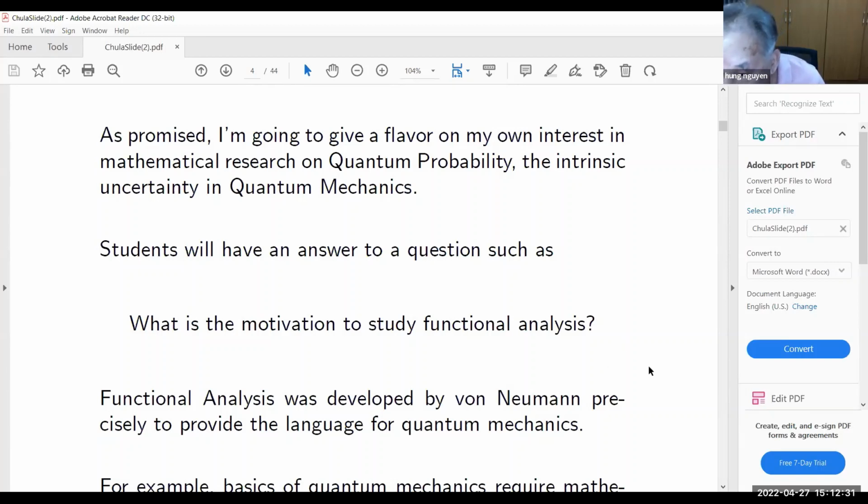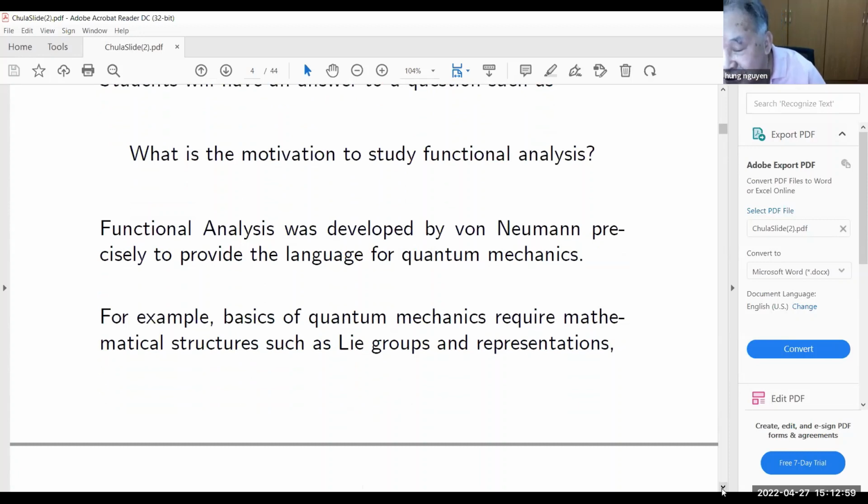No, everything in mathematics comes from physics. We do that for physics, for our iPhone, for our GPS. We need to help engineers to design a system. Functional analysis was developed by von Neumann precisely to provide the language for quantum mechanics, because it's different from Newton mechanics. In Newton mechanics, all you need is real analysis. But when you go into quantum mechanics, you need another language, and that language is called functional analysis. For example, basic quantum mechanics requires mathematical structures such as Lie groups and representations.